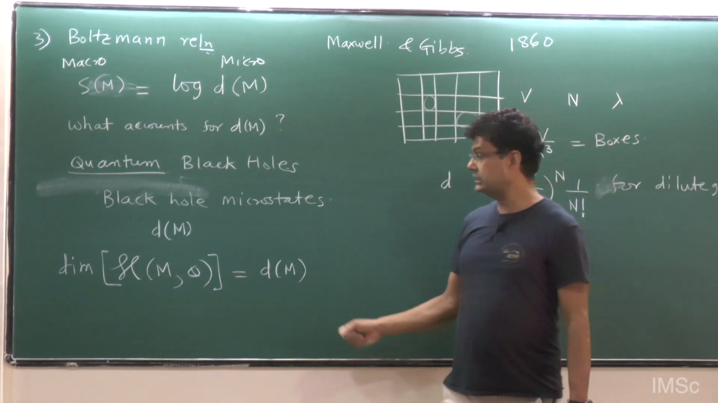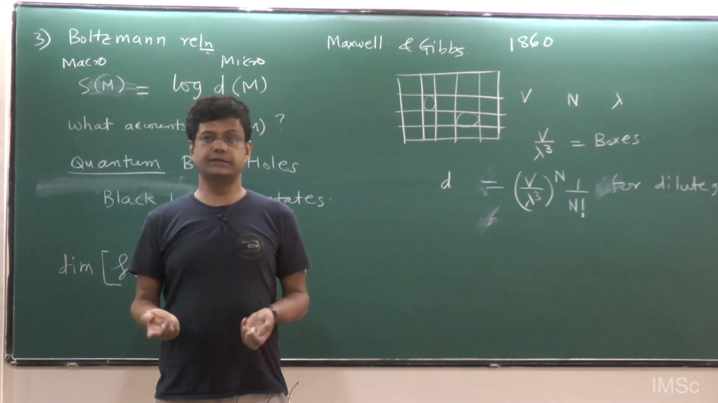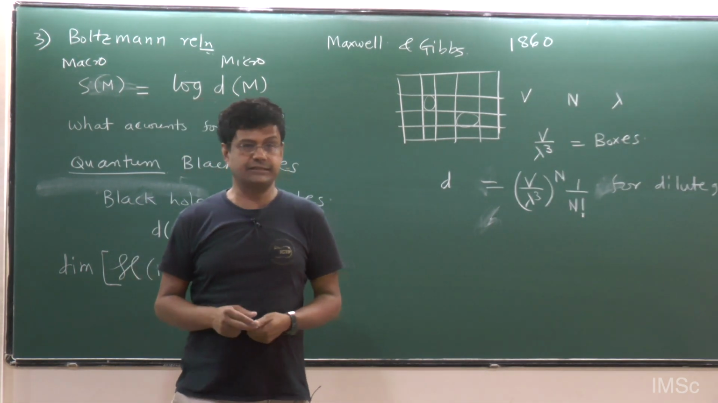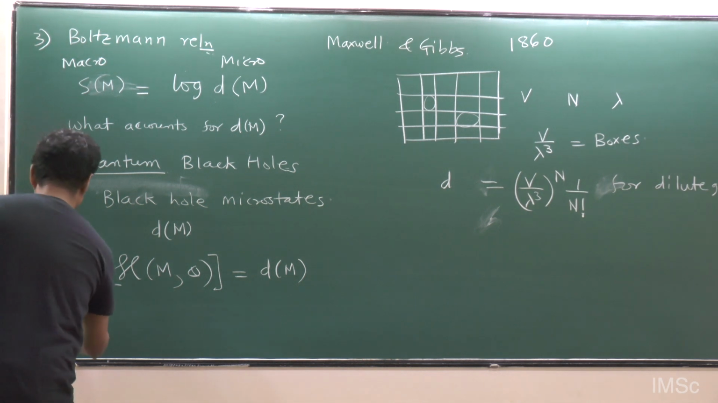So to be able to really talk about black hole microstates, you need a complete quantum theory of gravity in which the black hole can be imagined to be a state in a well-defined quantum Hilbert space. And that is where string theory comes into picture.